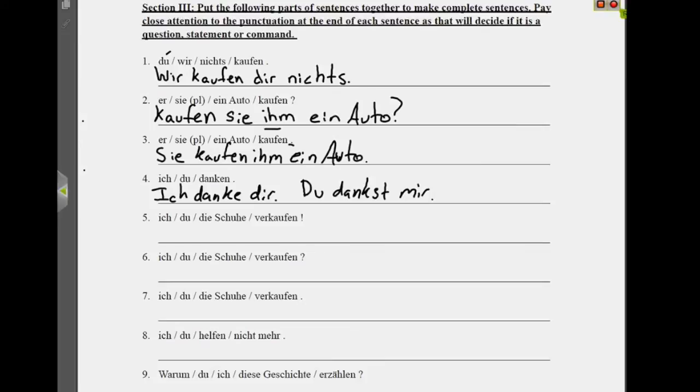We're happy. Stop it. Okay, wait. We're done with that. Number 5. We have here a command because we have an exclamation mark at the end of the sentence, which means we have to have a command.